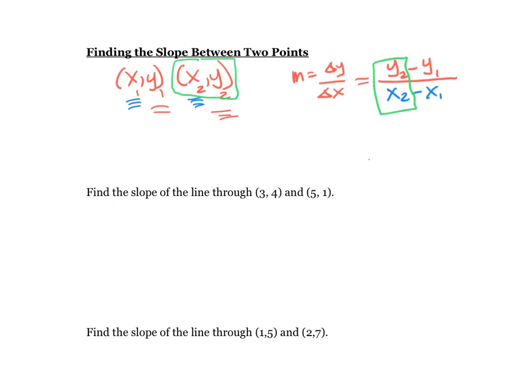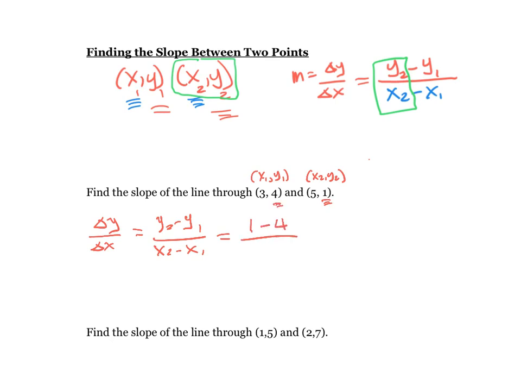Find the slope of the line through 3, 4, and 5, 1. So this point would be x1, y1. And this point would be x2, y2. So following my equation, which is change in y over change in x, which is y2 minus y1 over x2 minus x1, I simply plug the numbers in. So y2 is 1, y1 is 4, so I'm going to take 1 minus 4. And then for the denominator, I'm going to take x2, which is 5, and subtract x1, which is 3.